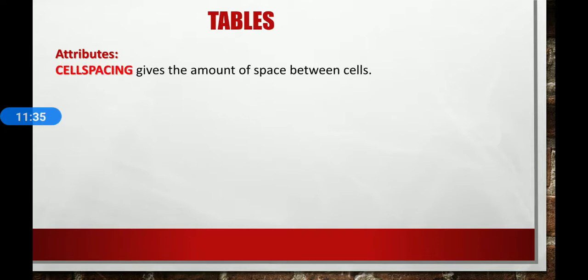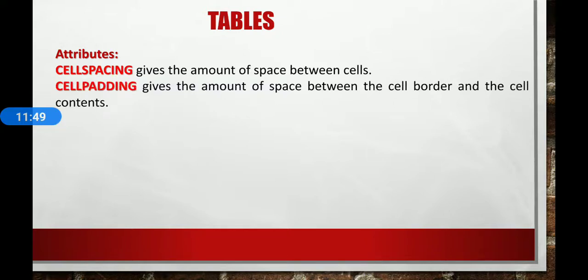Next is cell spacing. It gives the amount of space between the cells. It is this amount of space between the two cells. Cell padding, it gives the amount of space between the cell border and the cell contents. It means the distance between the cell content and the inner edge of the cell.